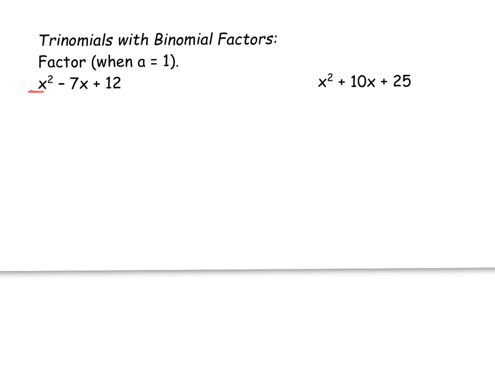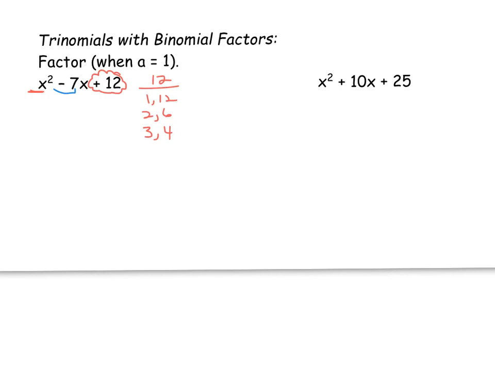When the coefficient in front of x squared is plain 1, all we look at is the constant at the end, or that c value, positive 12. Now, numbers that multiply to get 12 would be 1 times 12, 2 times 6, and 3 times 4. We have lots of choices to pick from. Our goal is to pick the pair that will multiply to get positive 12 and then add to get that negative 7 for the b value in the middle.